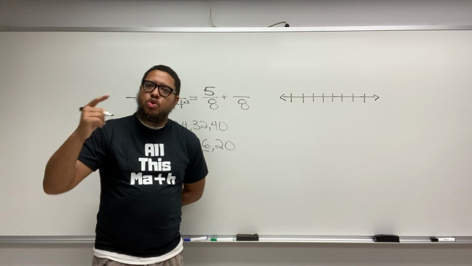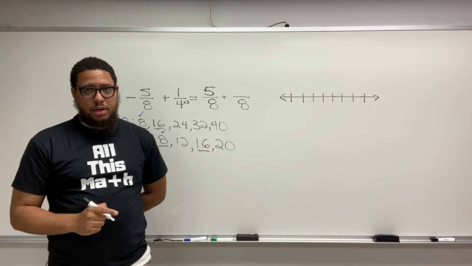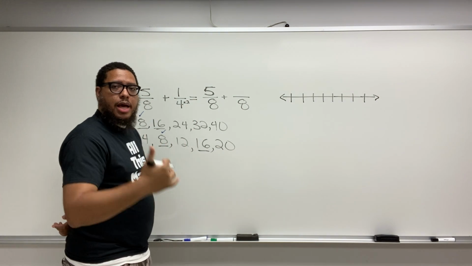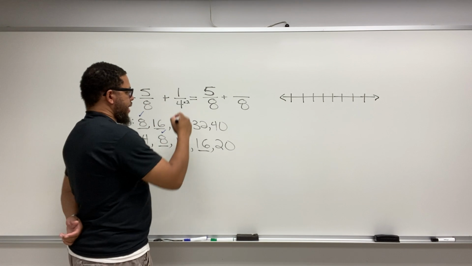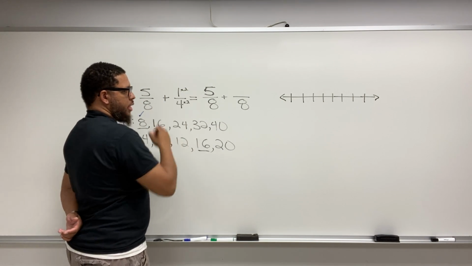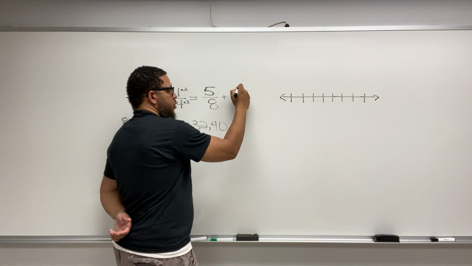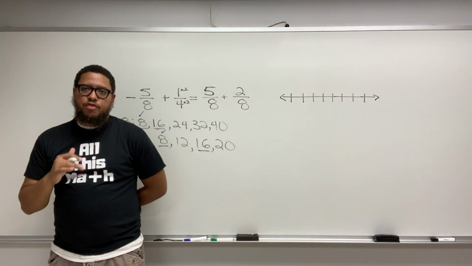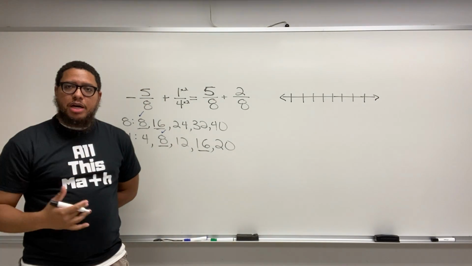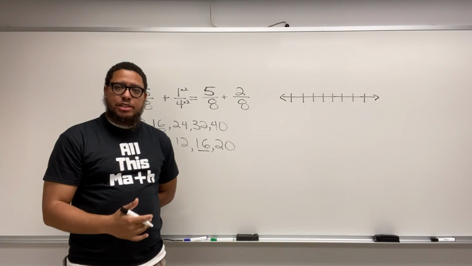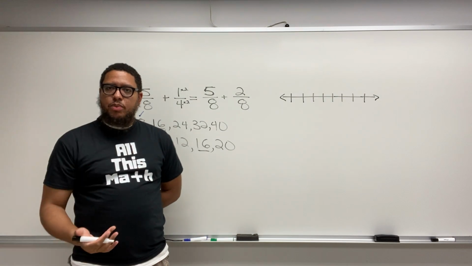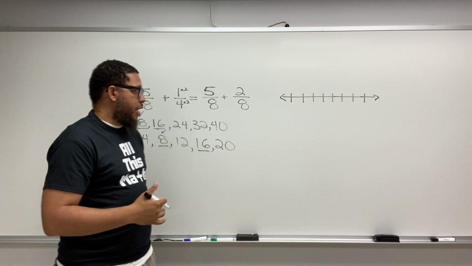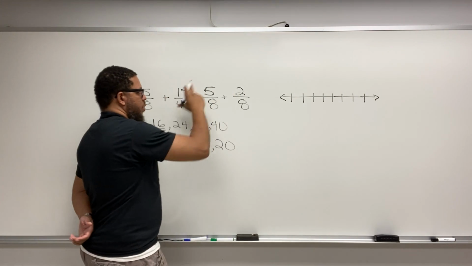But then the question is, what's the numerator going to be? If I multiply the denominator by 2, I have to be consistent. I also have to multiply the numerator by 2. 1 times 2 gives us 2, or 2/8. Also understand that we're dealing with equivalent fractions. I have some other videos on the channel that deal with finding equivalent fractions and understanding what makes fractions equivalent to each other. 1/4 and 2/8 are equivalent.